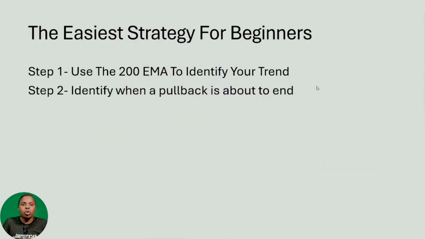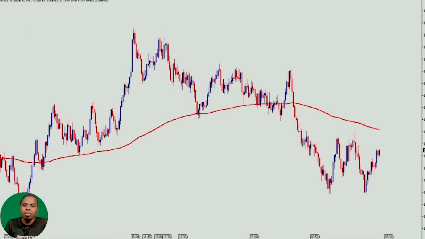And step number 2 is we want to identify when a pullback is about to end. And let me explain what I mean by this. You see, when this market is trending, for example, here it's trending to the upside, right? We want to place our trades on the pullbacks, but following the trend, right? So for example, we want to try and place our trades at these points right here, right?